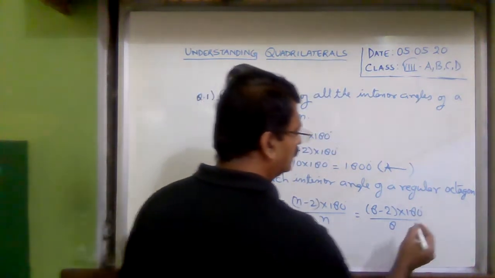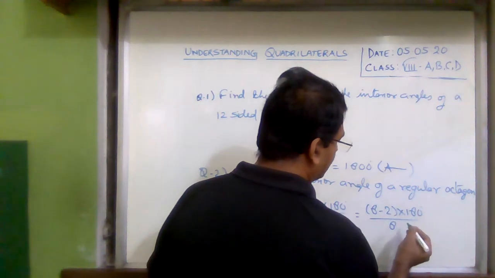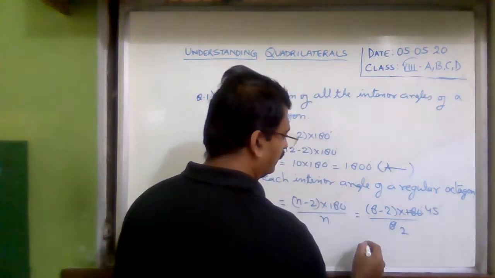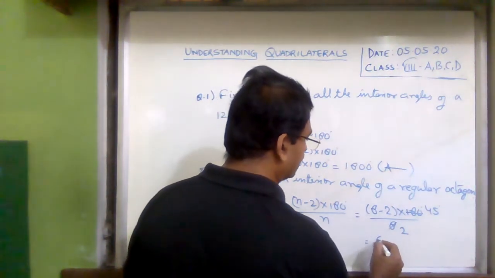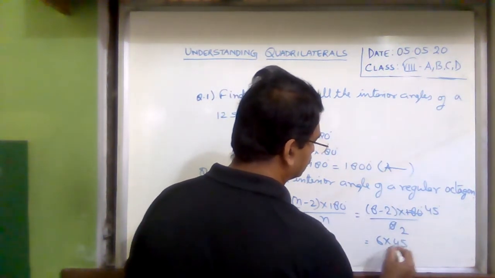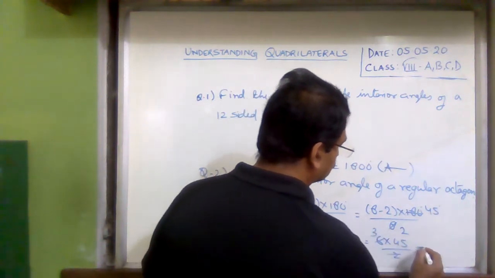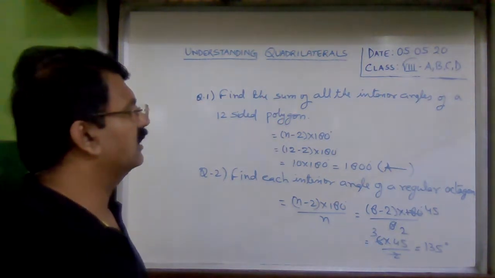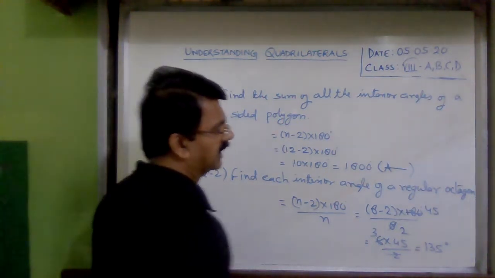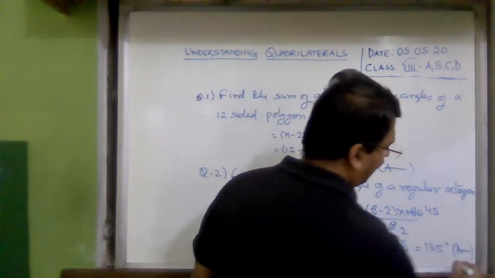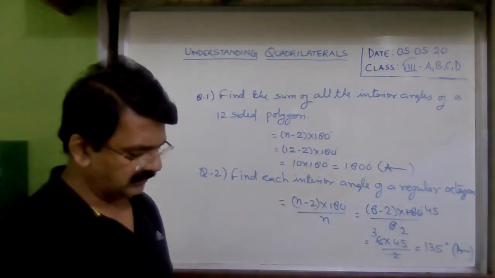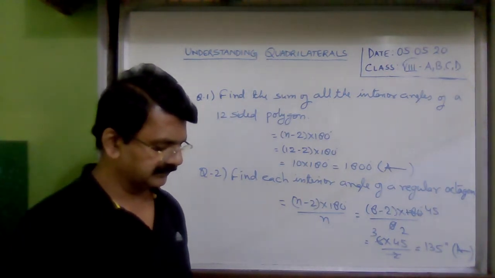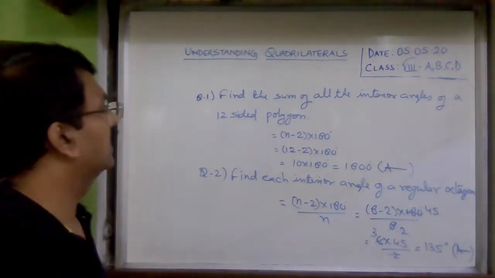Clear? Now if you cancel it by 4, 8 minus 2 will be 6, and the answer is 135 degrees. Each interior angle of a regular octagon is 135 degrees. That is your answer. Clear? Now the third question.